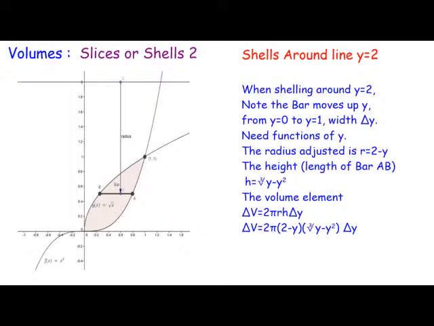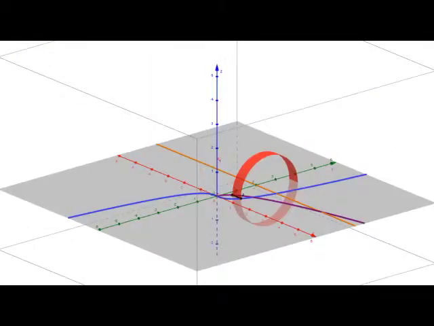Let's have a quick look at the shell around the line y equals 2. Here we have the shell around the line y equals 2. I'll move it up and down. Here we go, this is the shell. As I said, we're just doing the line y equals 2 at the moment. So these are shells. What I'll do now is put the trace on for the particular surface, and I'll try and change the volume. Let's have a quick look.